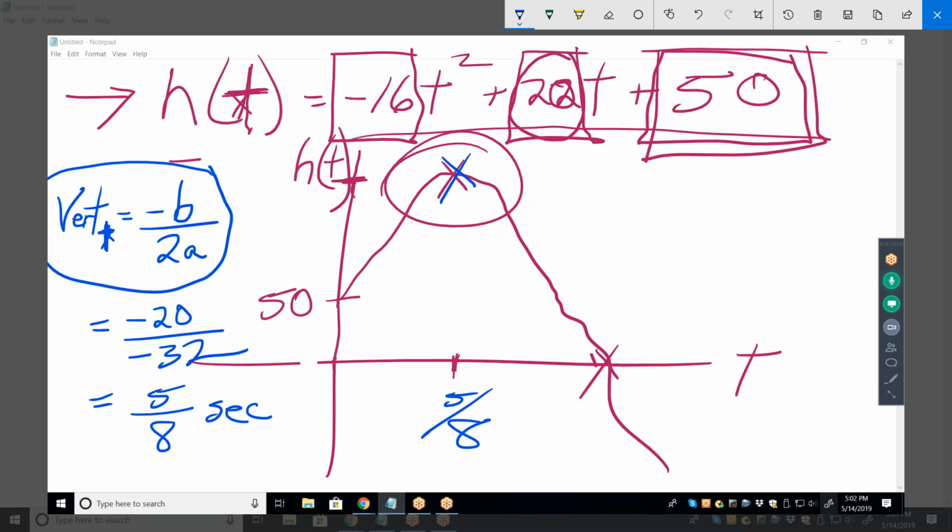But it didn't ask you what time it hits its peak. It asked you what that peak was. So how do we figure out the y-coordinate of the vertex?